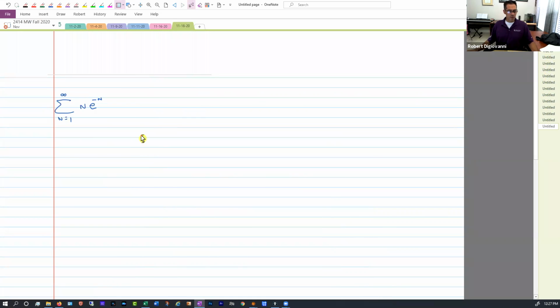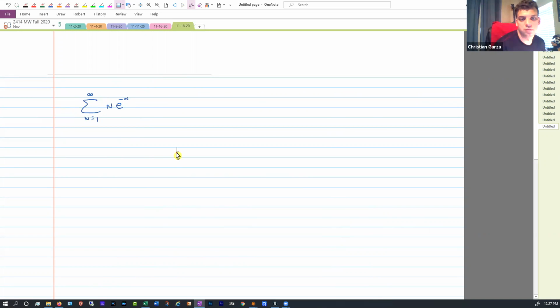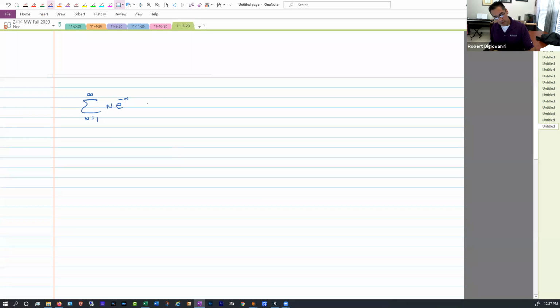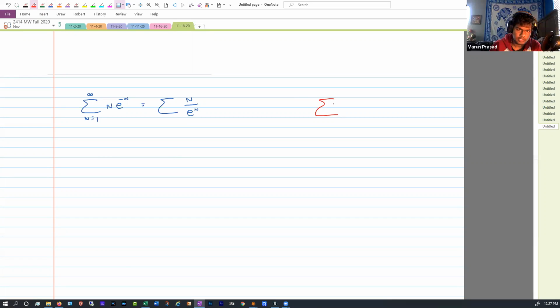So does this converge or diverge? Converges. Well, we know it converges from the integral test, right? But let's act like we didn't know that. I'm going to rewrite this as the sum of n over e to the n. Okay, what would you compare that to? Someone want to tell me what they would compare that to? Got to go with something. Maybe 1 over e to the n. Yeah, I like 1 over e to the n.